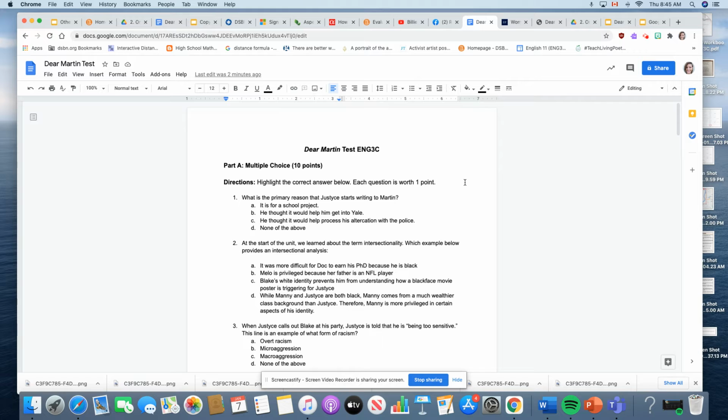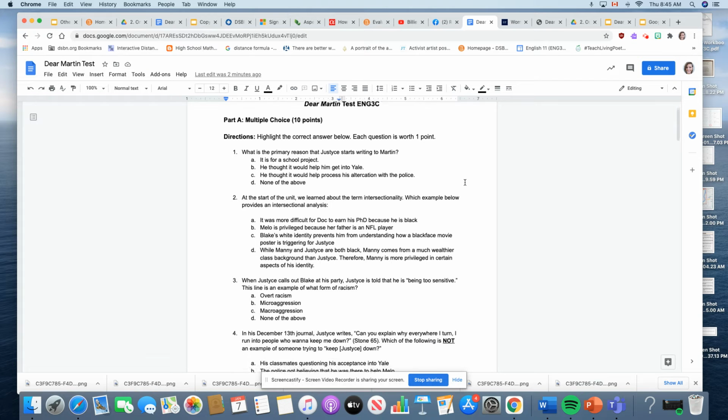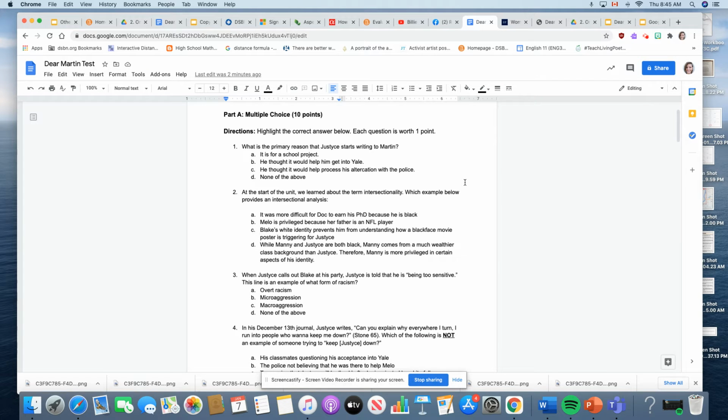I very, very much tried to give you hints while I was going through these questions. So you'll notice a lot of them give you clues as to where to find the answer, either in our slideshow or in the text itself. So, for example, at the start of the unit, we learned about the term intersectionality. If that term isn't ringing a bell for you, go back and look at our first lessons, okay?